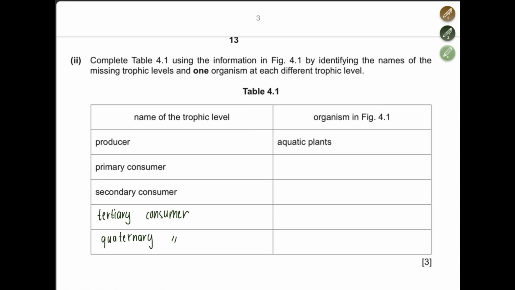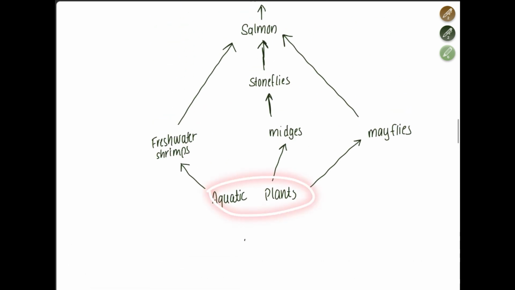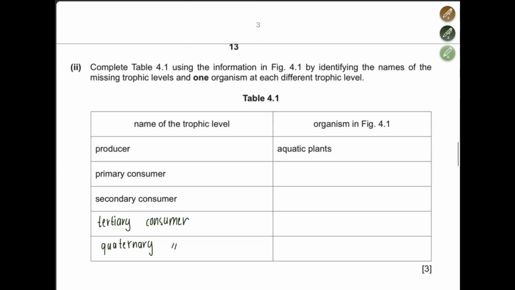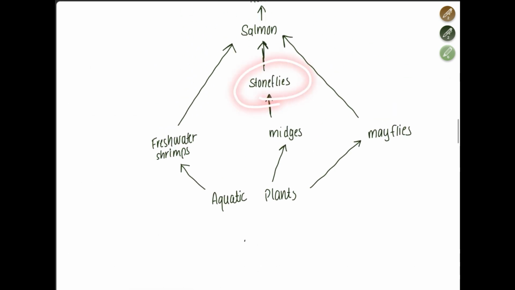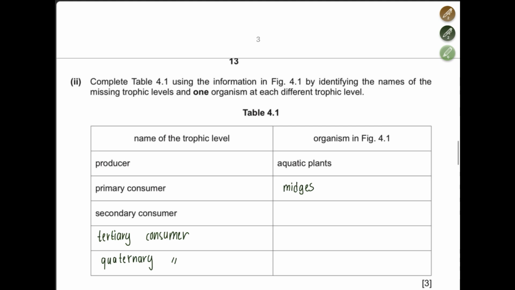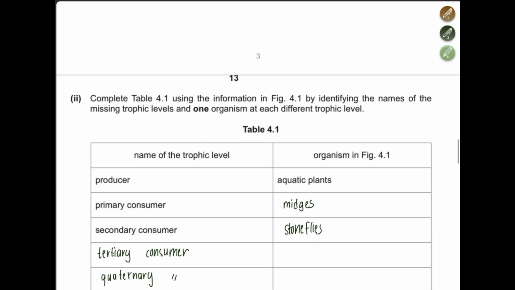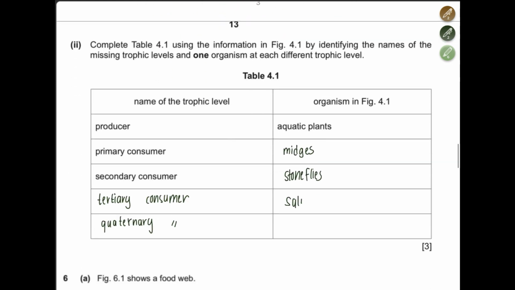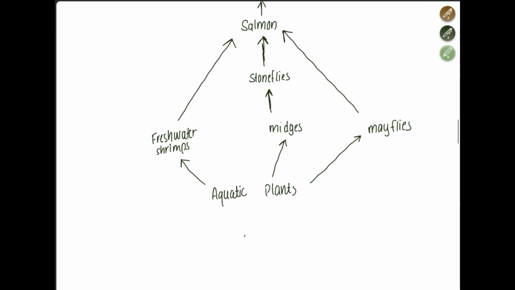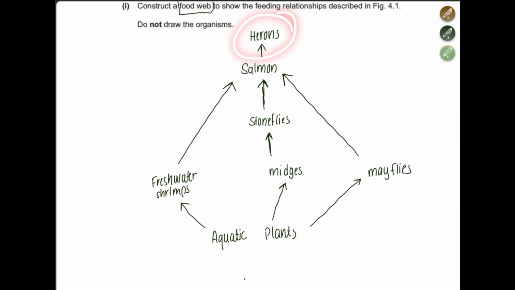And then let's try to identify the organisms. So what is the primary consumer? A primary consumer feeds on the producer. So all of these can be considered as primary consumers. So I'll just write midges. And then the secondary consumer feeds on the primary consumer, which is going to be stoneflies. And then let's look at tertiary consumer. This is going to be salmon, because salmon feeds on stoneflies. And then finally you have quaternary consumer, which is at the top, and that is heron.